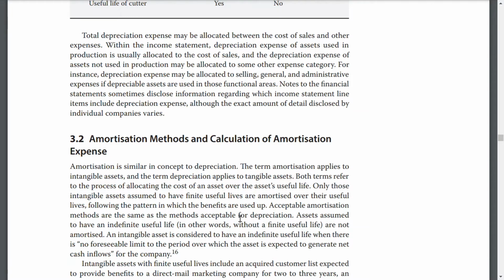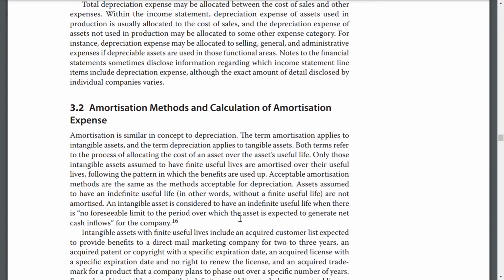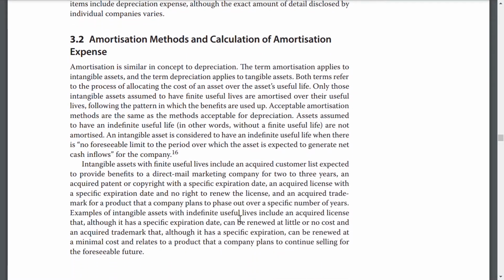Amortization methods and calculation of amortization expense. Amortization is similar in concept to depreciation. The term amortization applies to intangible assets, and the term depreciation applies to tangible assets. Both terms refer to the process of allocating the cost of an asset over the asset's useful life.